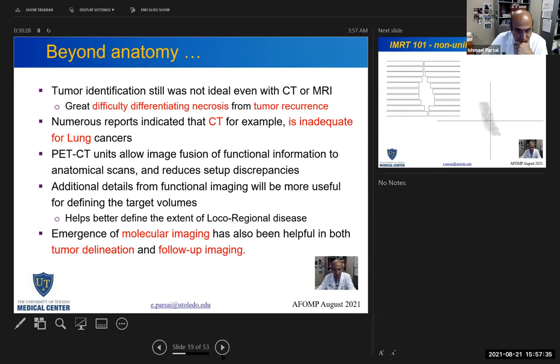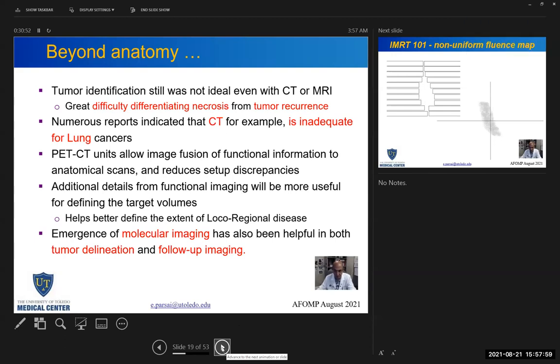Numerous reports indicated that CT, for example, is inadequate in some cases also. PET-CT units allow functional information in anatomical sites, but additional details were needed, and molecular imaging has come a long way and is becoming a part of the elimination as well as identification in many sites.